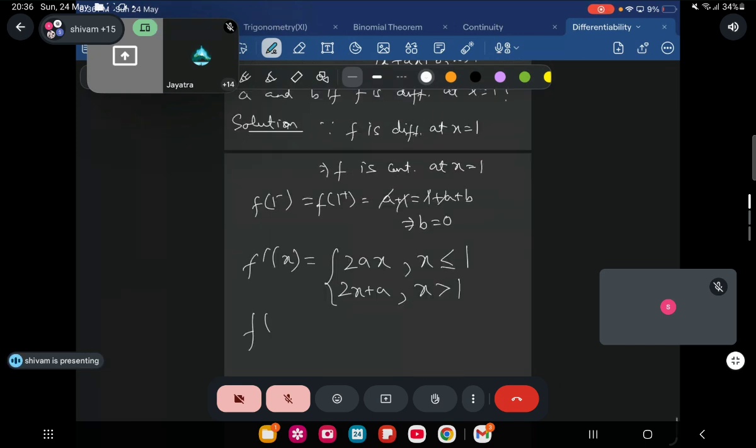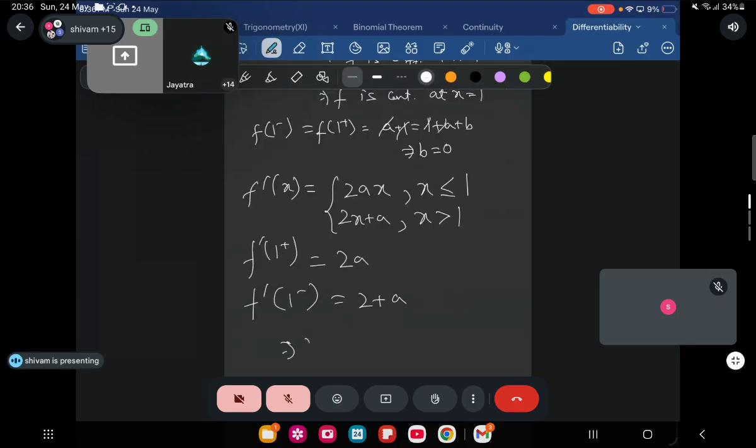Okay. So what is f dash at 1 plus? F dash at 1 plus will be equal to 2 plus a. And what is f dash at 1 minus? It will be equal to 2a. This implies 2a equal to 2 plus a. This implies a is equal to 2. Done. Is it clear to everyone?